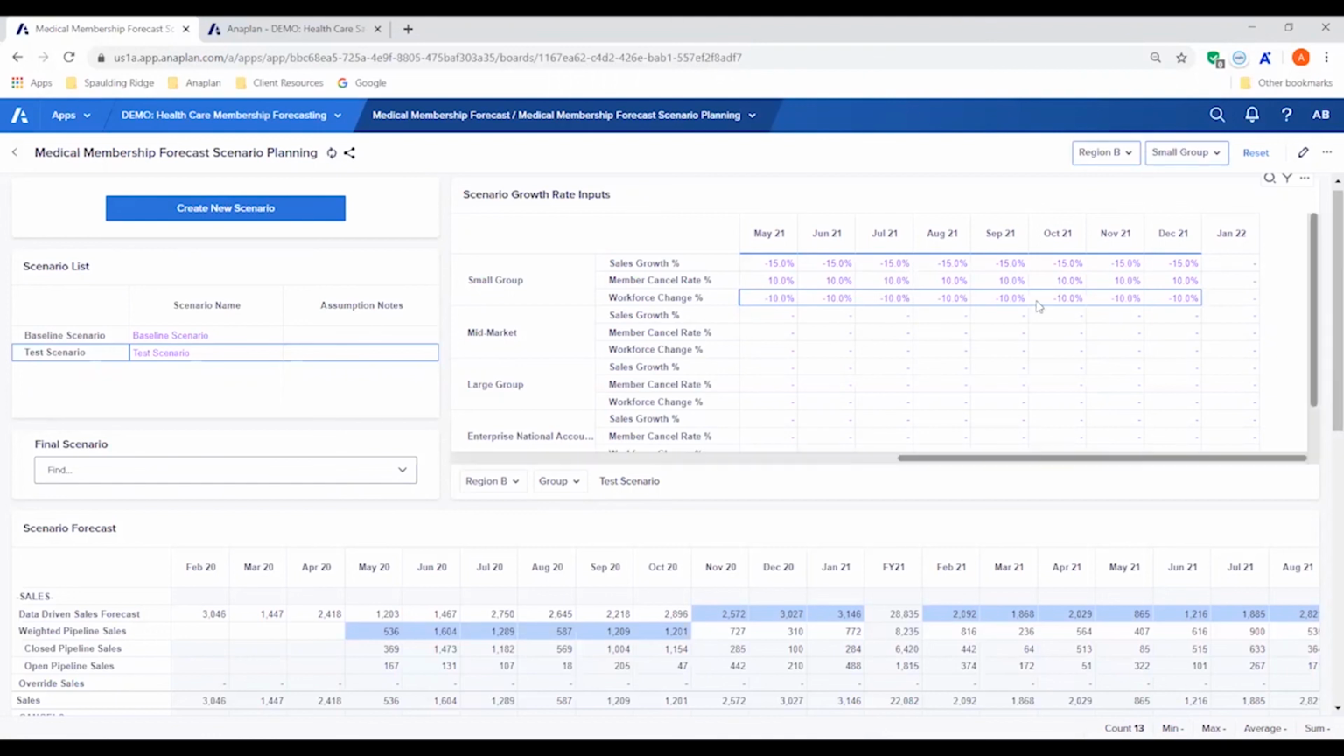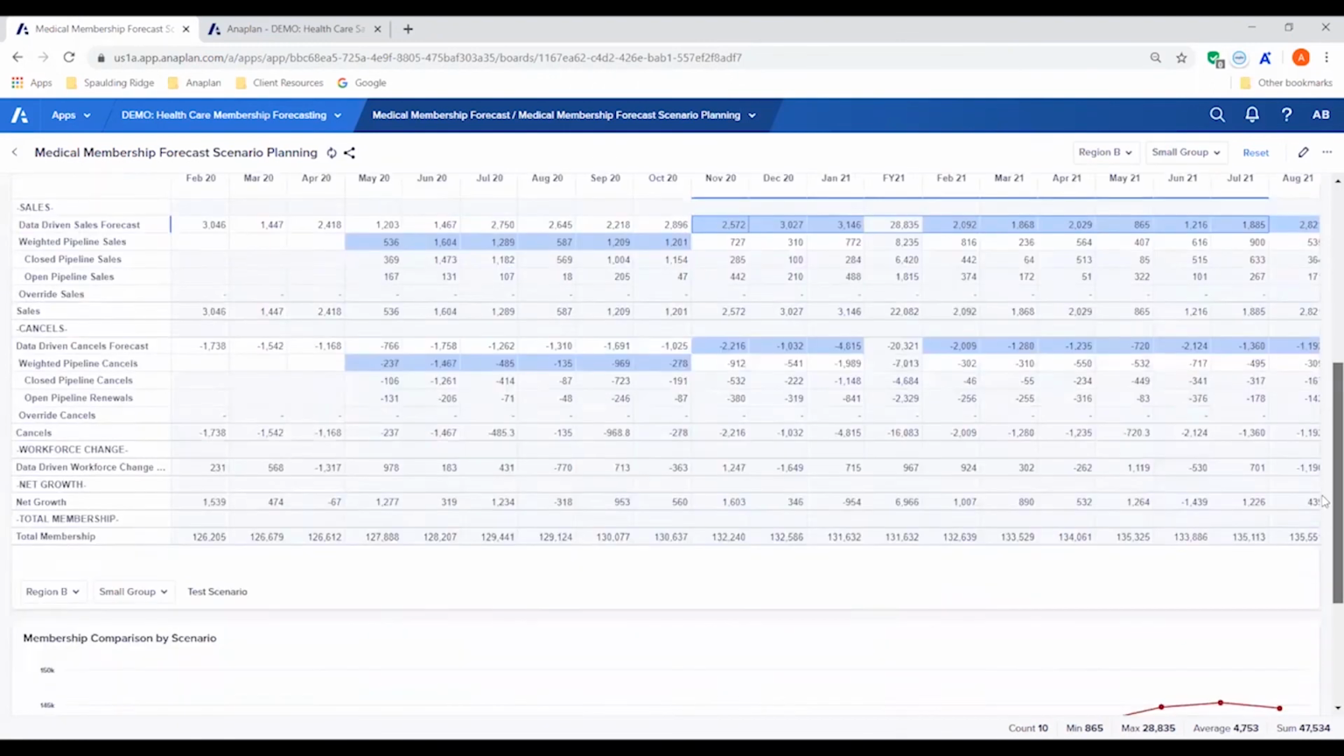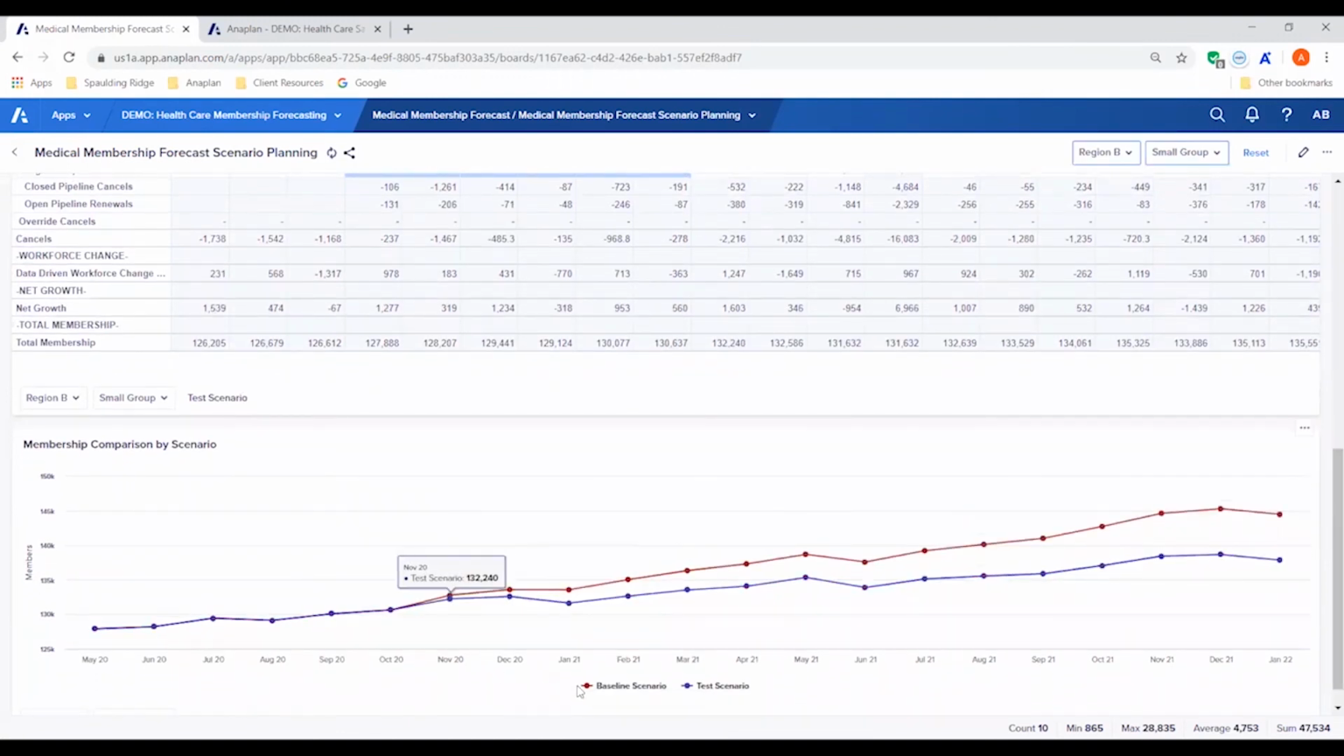So this exercise can be iterated for all of the segments and regions within the business, and that will update our data-driven forecast that we're seeing here. As we get through different scenario planning and create several scenarios, I had created a baseline scenario which had no changes, no growth rates or cancel rates changing. And this is the new test scenario that we just created. So you can see how, with the different scenarios, our total membership will look over time in the out years.